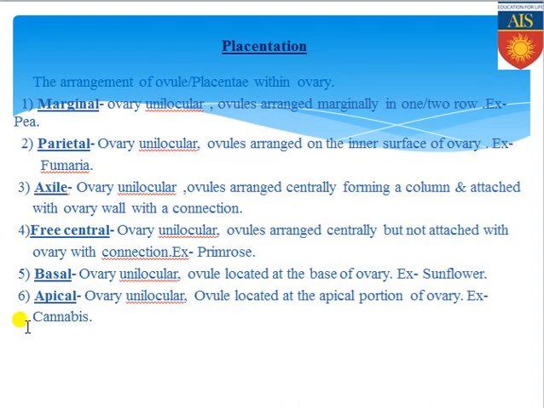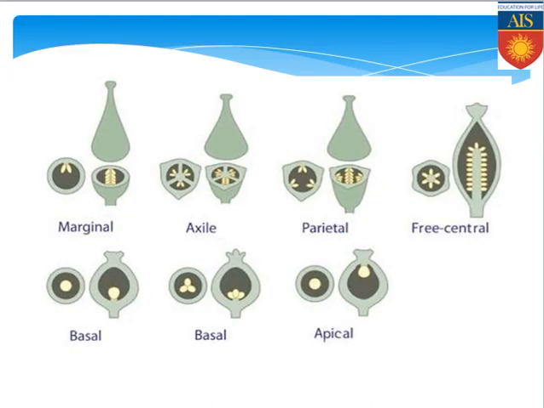Next, basal. Basal is such a kind of placentation where the ovary is unilocular and the ovule is located at the base of the ovary. Keep it in your mind, the ovule is located at the base of the ovary, and the example is sunflower. This is the basal type of placentation. You can see basal here. These are the ovules which are attached to the base of the ovary.